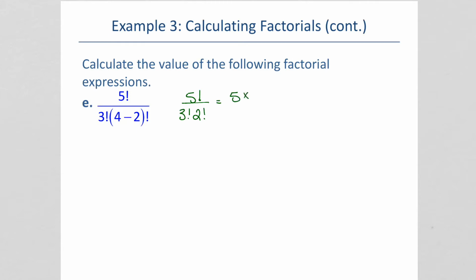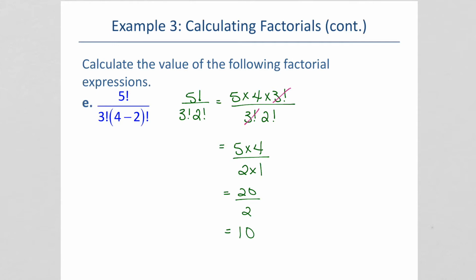So 5 times 4 times 3 factorial. And on the bottom, we still have 3 factorial times 2 factorial. The 3 factorials will go away. So we have 5 times 4 on the top and 2 times 1 on the bottom. That's 20 over 2, or 10.